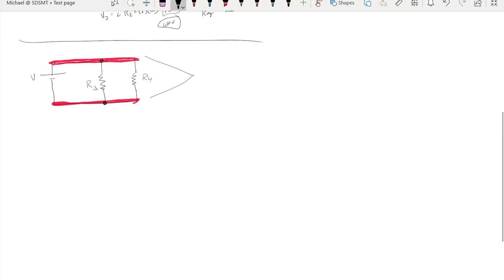And so everything between those two lines will have the same potential difference. We already know what that potential difference is going to be because we have the battery. This means that the battery is directly connected between resistor 3 and resistor 4, and so each resistor will have the same potential value. The potential of resistor 3 will equal the potential of resistor 4, which is equal to the potential of the battery.